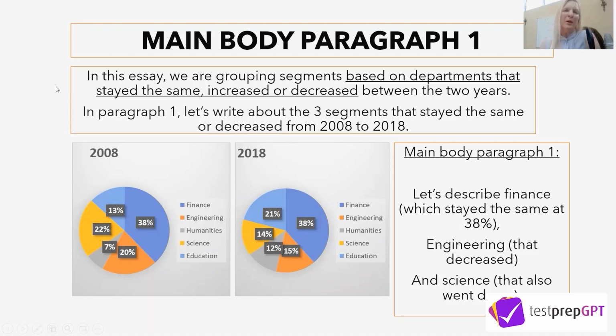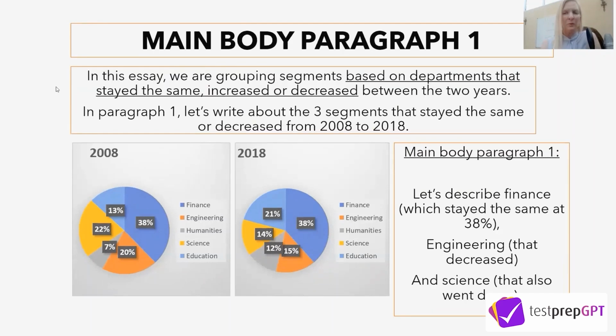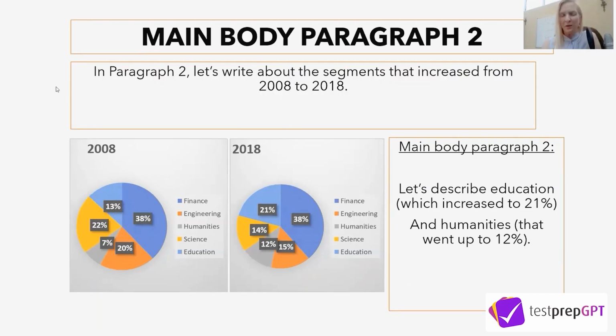So in main body paragraph 1 and 2, we're going to group our information. So in paragraph 1, we're going to group the information on what departments stayed the same or went down. And in paragraph 2, we'll speak about the departments that went up. So that's how I've decided to group the information in this essay. So we can see that, for example, finance stayed the same, engineering and science went down. Paragraph 2 will focus on education and humanities that went up.